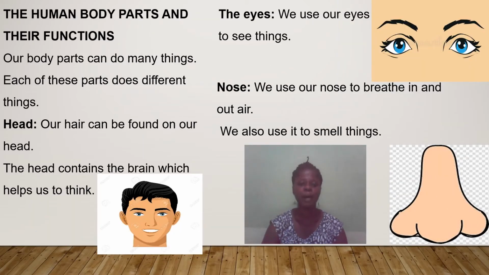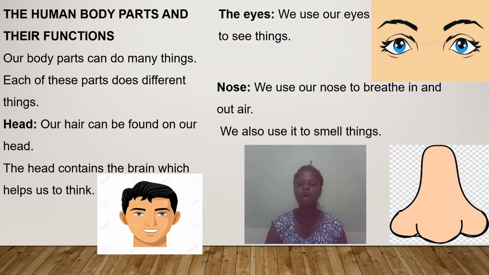Now, the human body parts and their functions. Well, our body parts can do many things. Okay, each of these parts does different things. Now our head can be found on our head. Okay, and the head is also the part of the body which contains the brain, and the brain helps us to do what? To think.